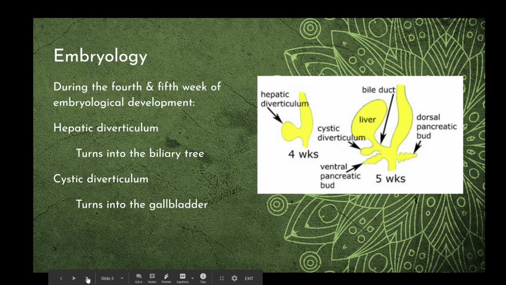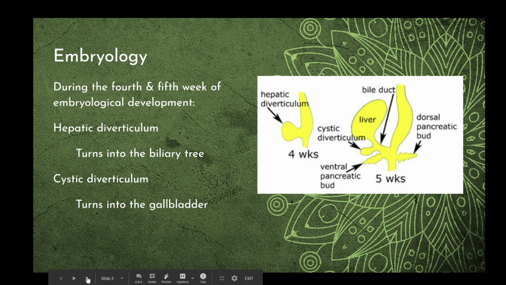So at about the 4th week gestational age, mom barely even knows she's pregnant unless she's taking a test every single day. The little wider tubey part of the stomach churns a little bit, and when that happens, it causes these little bumps to pop out of different parts of the rest of the tube. These bumps are the hepatic diverticulum and the cystic diverticulum. The hepatic diverticulum is going to turn into the biliary tree, so our intrahepatic ducts, and then our right and left hepatic duct, and our common hepatic duct. And then the cystic diverticulum turns into the gallbladder, the sac that holds the bile.